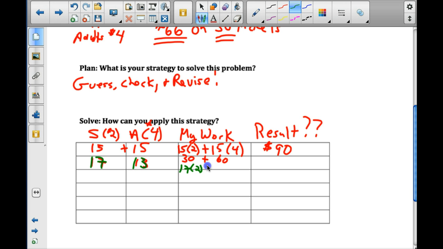$17 times 2 plus 13 times 4. Let's see, that's going to be 34 plus, I can do 17 times 2 in my head. I hope you guys can too. 13 times 4, is that 52 bucks? So that's $86.